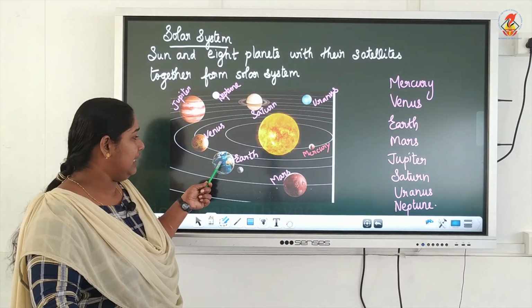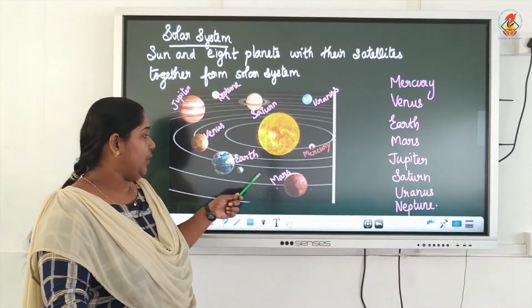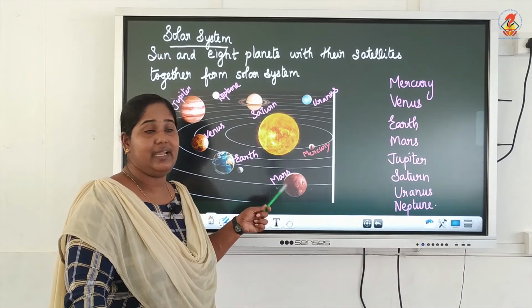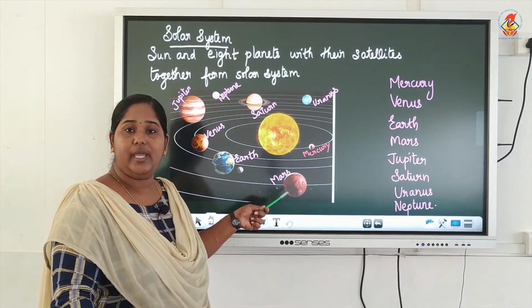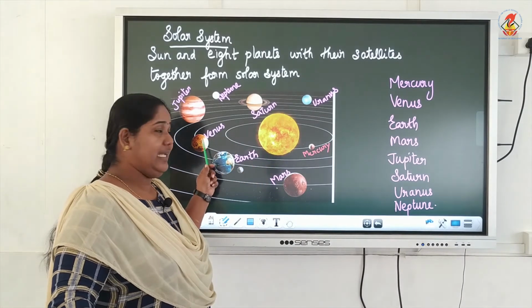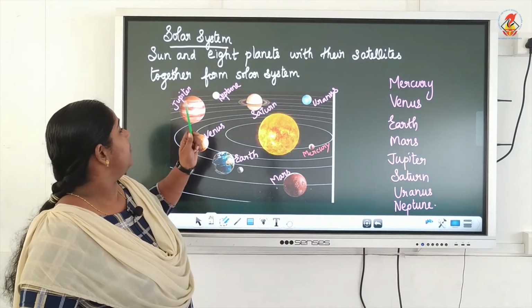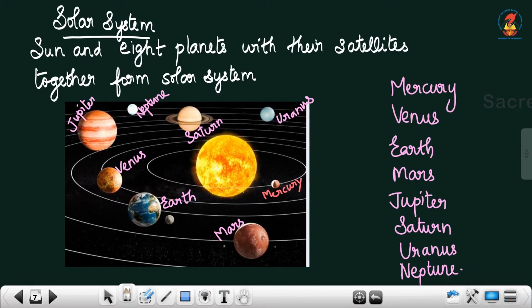Okay, Earth. After Earth, you have a red colored planet which can be easily identified in the night sky. It is called Mars. So Mercury, Venus, Earth, Mars. Then we have Jupiter. Jupiter is the brightest and largest planet. Then we have the next planet, Saturn.